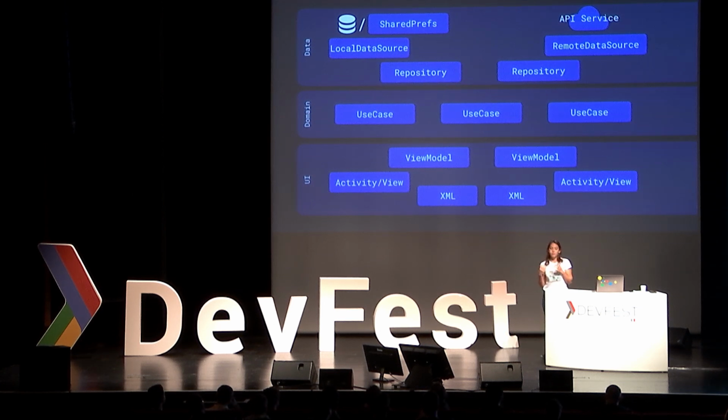Because we wanted to make sure that we're creating a common language in our team, and that when we're talking about the local data source, we all mean the same thing, we ended up creating a set of rules for each of these classes. So let's start with the data layer. OK, so the first one is the API service.